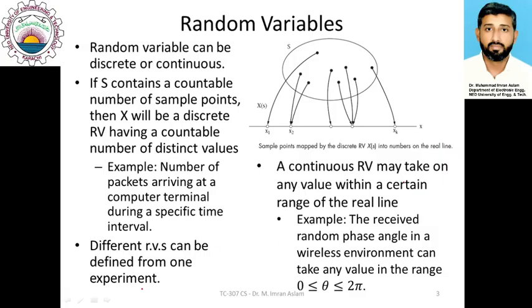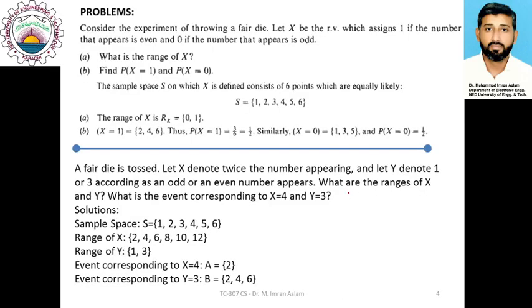An important thing is that one experiment can define a number of random variables. So there is a possibility to define more than one random variable corresponding to one single random experiment. Let me try to elaborate on that using an example.